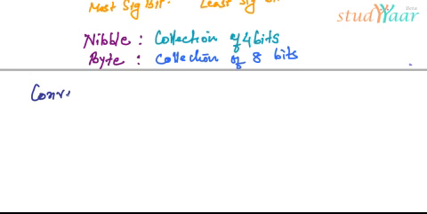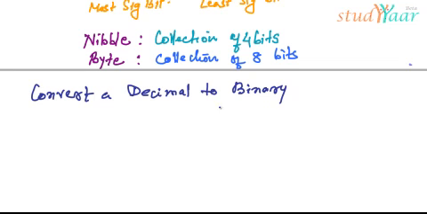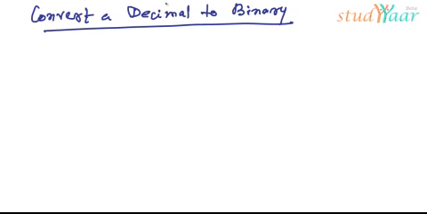Convert a decimal to binary. Okay, conversion from decimal to binary. Let's suppose I have a number. Let's suppose I have the number 56.